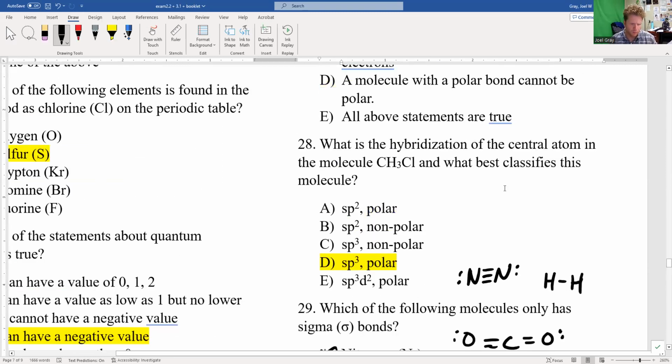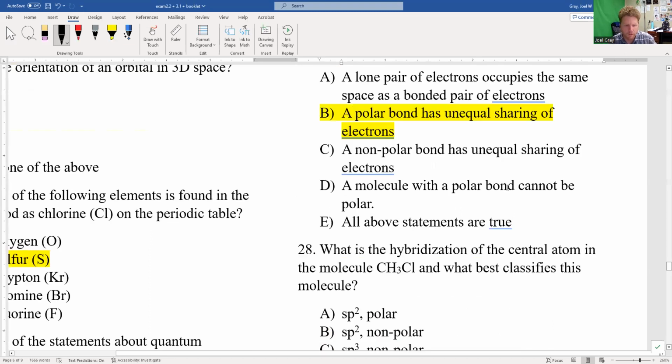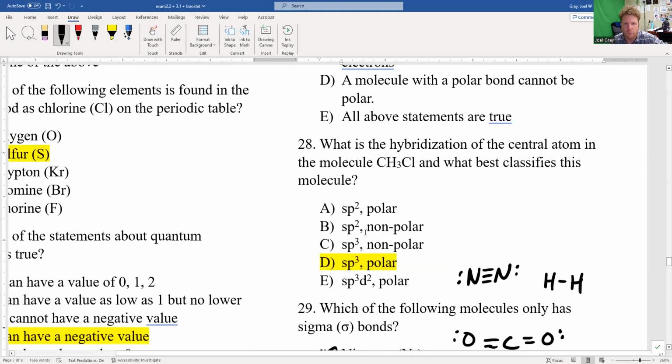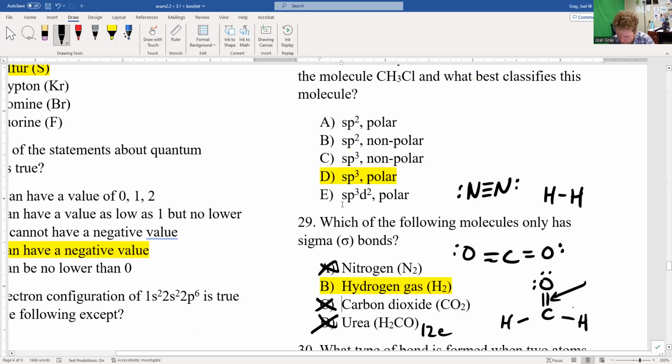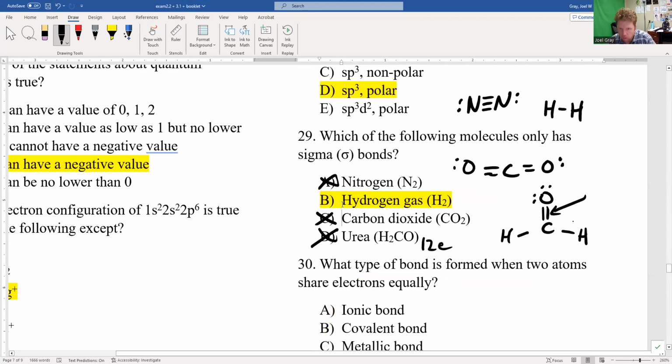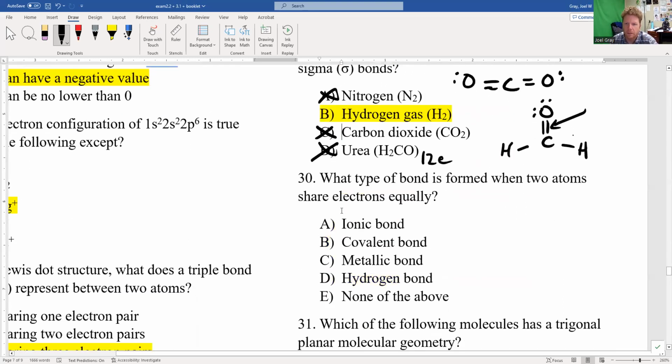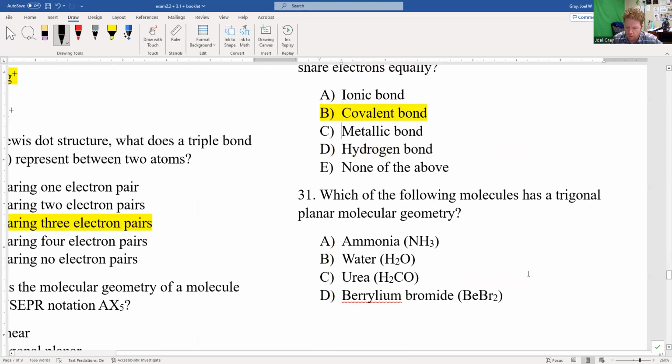So that was question number, falling behind a little bit. So I got to read number 26. 27 is B. 28 is D. 29 is B. And 30. What type of bond is formed when 2 atoms share electrons equally? Ionic bond? Nope. Hydrogen bond? Nope. Covalent bond is our correct answer. B. So that's number 30.